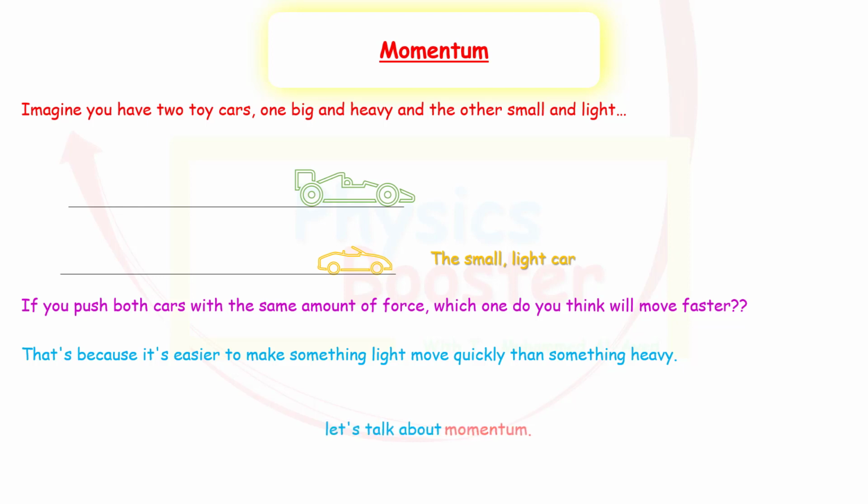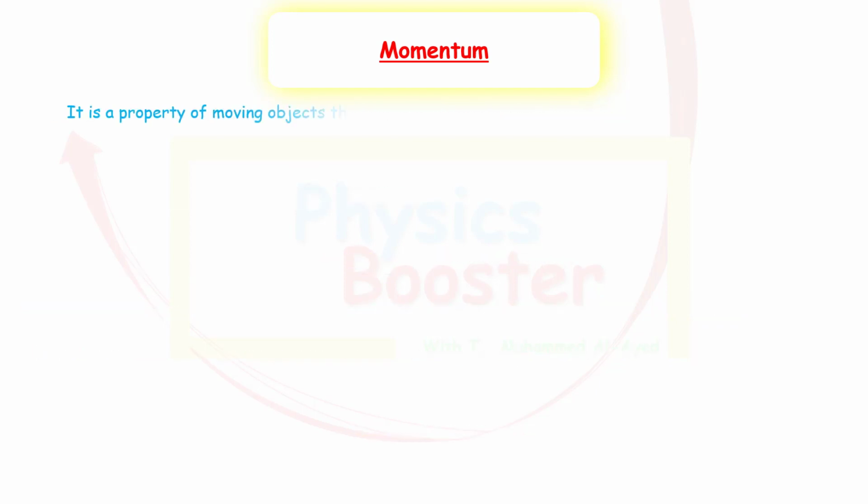Now we can start talking about momentum. Now, if I want to introduce what momentum really means, actually it's a property of moving objects that tells us how hard it is to stop or change their speed. So it's like an indication of how hard it is to move an object. If it's difficult to move an object, we can say that it has high momentum. If it's easy to move an object, or in the other way, stop an object, we can say that it will have a low momentum. So it's a property of moving objects that tells us how hard it is to stop or change an object's speed.